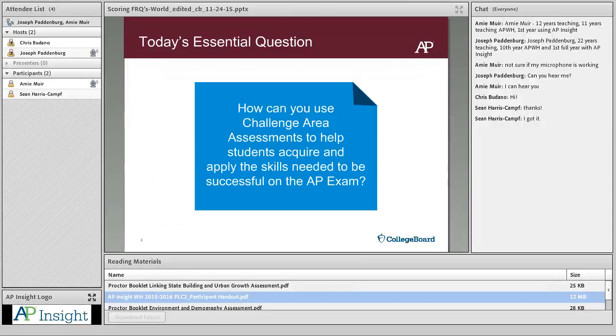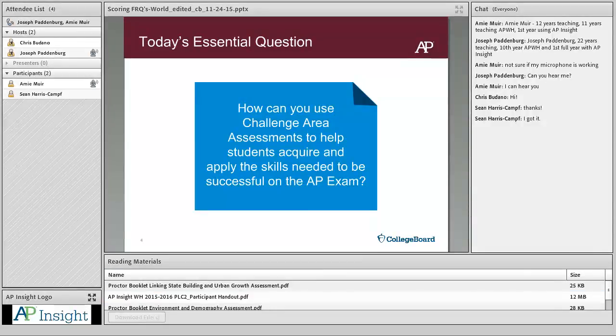The main thing we're going to explore here is how can you use challenge area assessments to help students acquire and apply the skills needed to be successful in the AP exam. Remember, AP Insight is an extra tool to enable them to do better. So we're going to look at what we can do today with these actual assessments and us scoring them to help them improve.